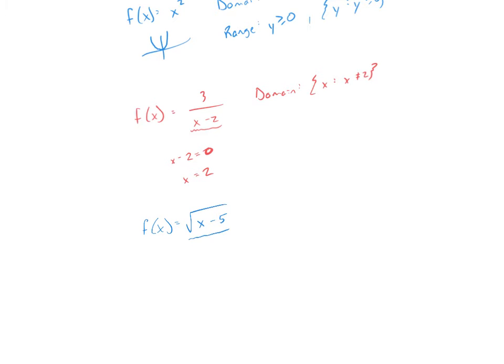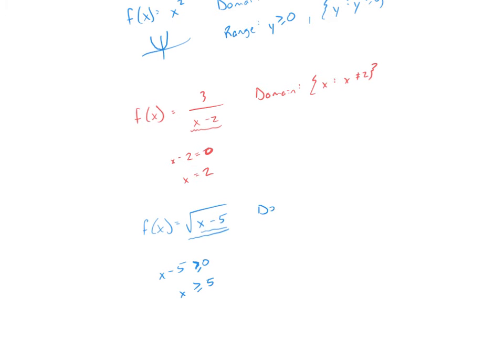Well, I'm going to take that expression under the radical sign, x minus 5, and in this one I'm not going to set it equal to 0. I'm going to set it greater than 0. I need x minus 5 to be positive. Actually, it can be 0. I can take the square root of 0. So really we're going to say greater than or equal to. If I solve that for x, we get that x is greater than or equal to positive 5.